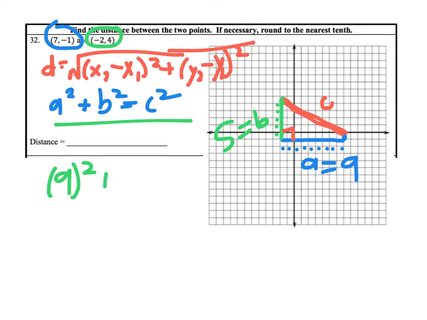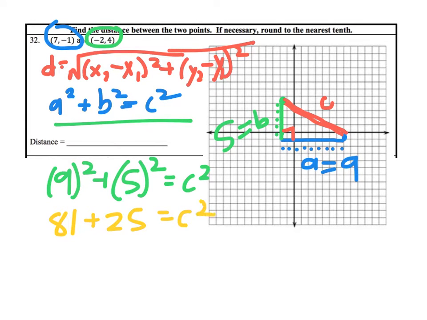9 squared plus 5 squared equals C squared. We're going to go ahead and simplify. 9 squared gives me 81, plus 5 squared is 25, and together they equal C squared. When I add those, I get 106, I believe, equals C squared.